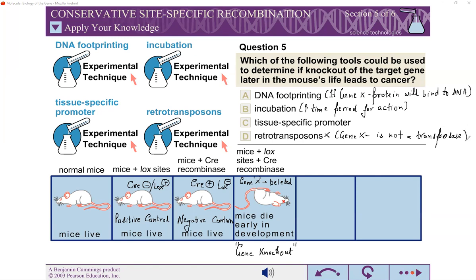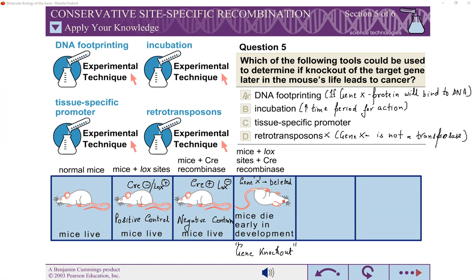Because if it had been a transposase, sometimes the mice would have died, other times it would not have died, because gene X would have moved from its particular location, and the lox sites would not have been able to delete that particular gene if it had been a transposase. If this gene were a transposase, it would have changed its location from one side to the other, making the lox sites sometimes functional and sometimes non-functional. So the fourth option is absolutely rubbish. It is of no use. Again, incubation cannot be provided.